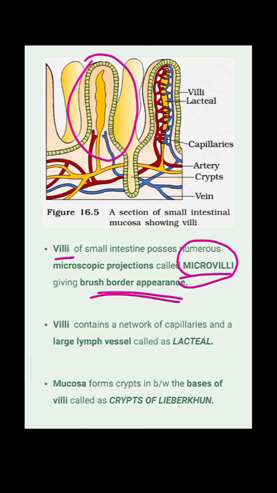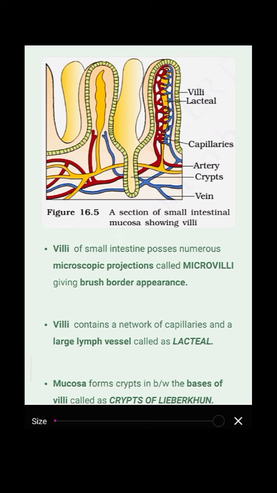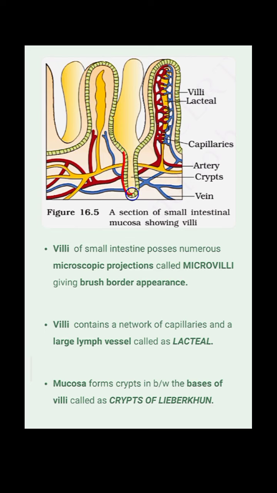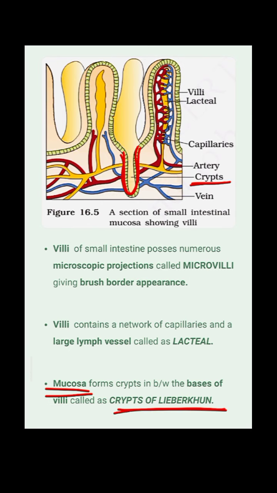Clear? Next, between these villi at the base we have one enfolding, and those enfoldings are called crypts. It is the crypts of Lieberkühn. So this is also a modification of mucosa only. So the small intestine mucosal layer is going to modify, forming villi, microvilli and the crypts of Lieberkühn.